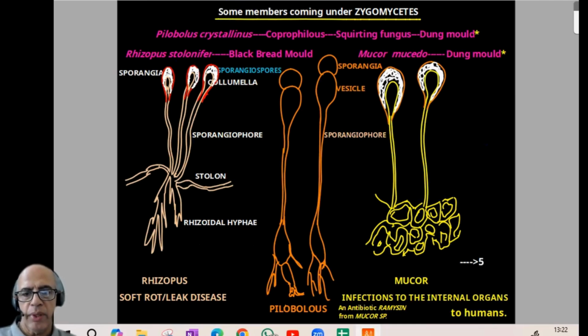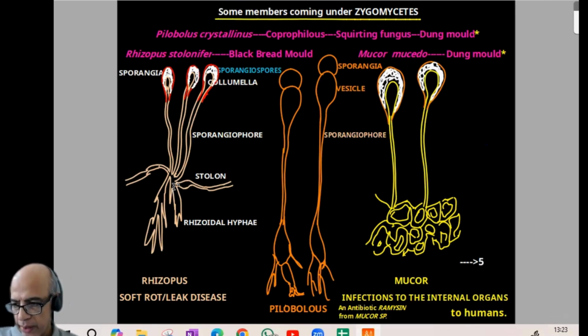Then comes the second one, Pilobolus. Pilobolus is commonly called squirting fungus. There also you can find sporangia and vesicles, sporangiophore, etc. Then third is Mucor, here labeled Mucor, and Mucor mucedo, also found on cow dung. And Mucor can cause infection to internal organs in humans. Then from Mucor species, an antibiotic called ramycin has been extracted. And how do this Rhizopus and Mucor differ?